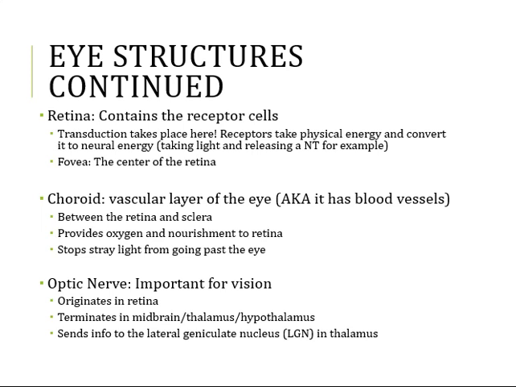Further, we have the choroid, which is the vascular layer of the eye, meaning it has blood vessels, and these nourish the retina. They play a role in absorbing extraneous light so no other structures are damaged, like the optic nerve.